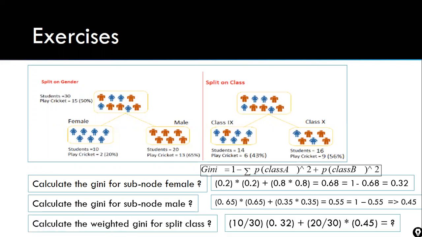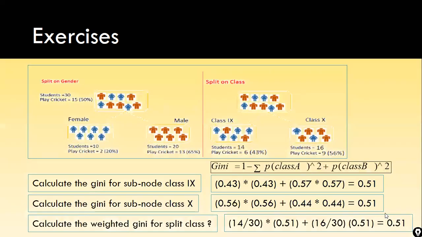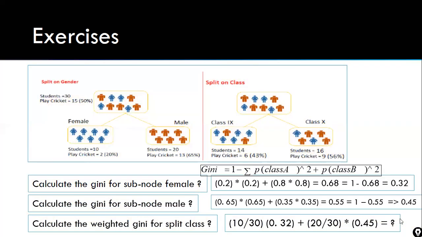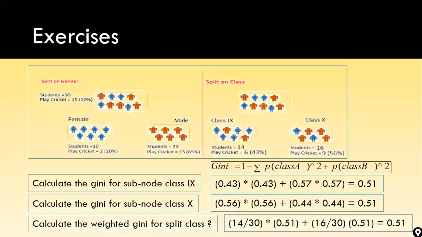Now we need to calculate the weighted Gini for the split on class. So 10 out of 30 into 0.32, plus 20 out of 30 into 0.45. What value will you get? You will get some value, right? Similarly, we need to compute it for class 9 here. Yes, Mukilan, 0.8 of females don't play cricket. Yes, that's what I said. Now you tell me what value you will get here. Calculate the Gini for subnode class 9.